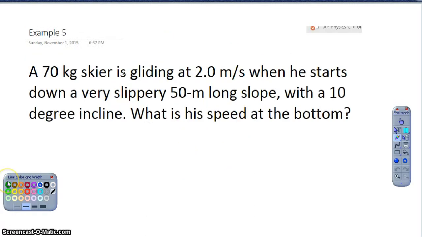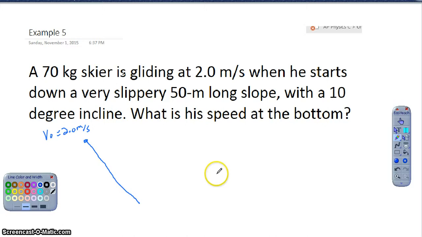Okay, so then the last example I threw in here, kind of another side note, right? This isn't related to dot products, just another one I threw in to make sure you guys are okay with. So you've got a 70 kilogram skier gliding at 2 meters per second when he starts down a slippery slope. So he's up here at the top of the hill. He's already going, so he does have an initial velocity of 2.0 meters per second, and then it's a 50-meter long slope with a 10-degree incline. What is his speed at the bottom?